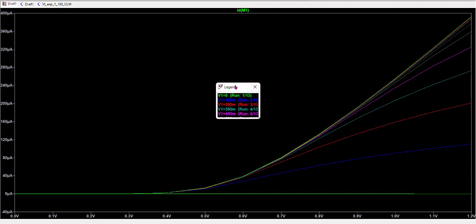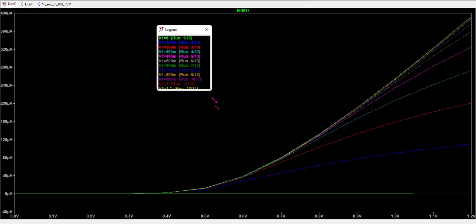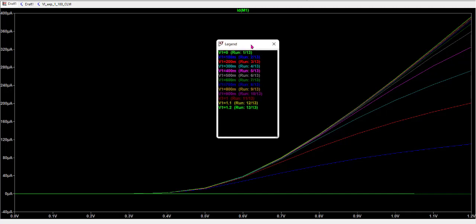See legend. So basically it has run for different values of V1. Okay, I hope you can see. So V1 was nothing but VDS.